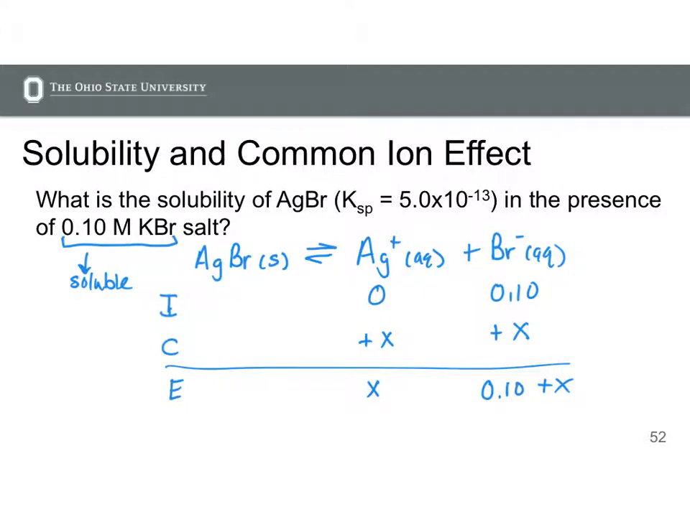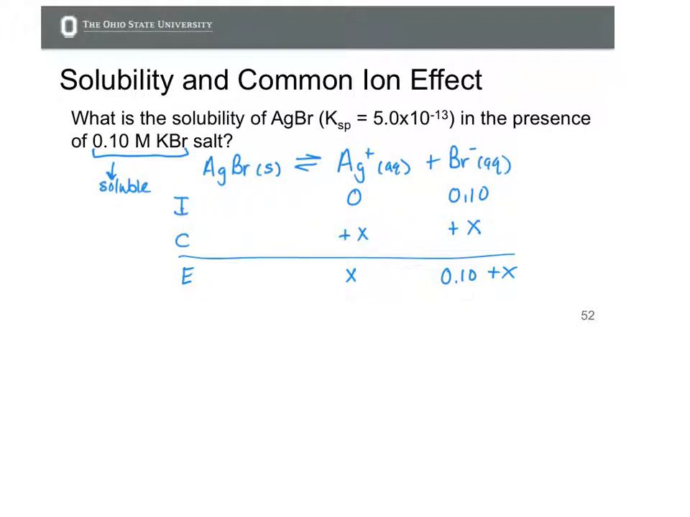So we can plug this into our equilibrium constant expression. KSP is equal to 5 times 10 to the minus 13, and this is equal to x times 0.1 plus x. Now, if we work this out, we'll get a quadratic, and you can solve that using the quadratic formula. But because our KSP is so small, 10 to the minus 13, we know that x in relation to 0.1 is going to be very small.